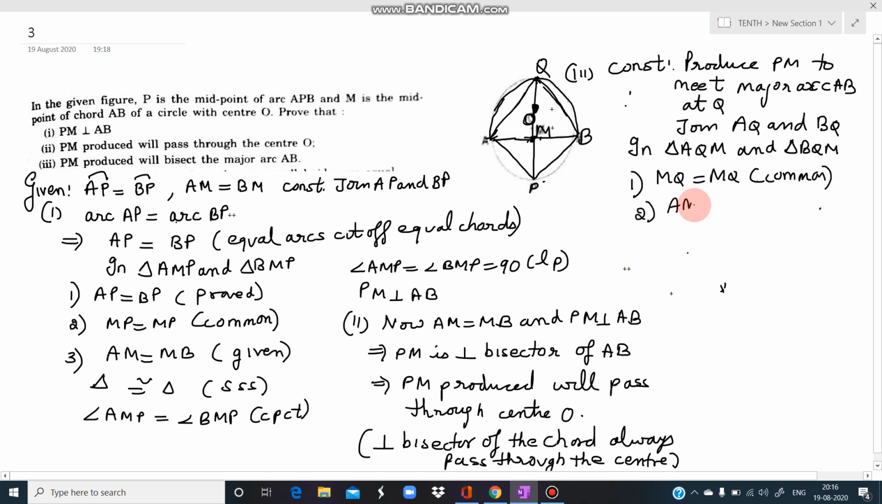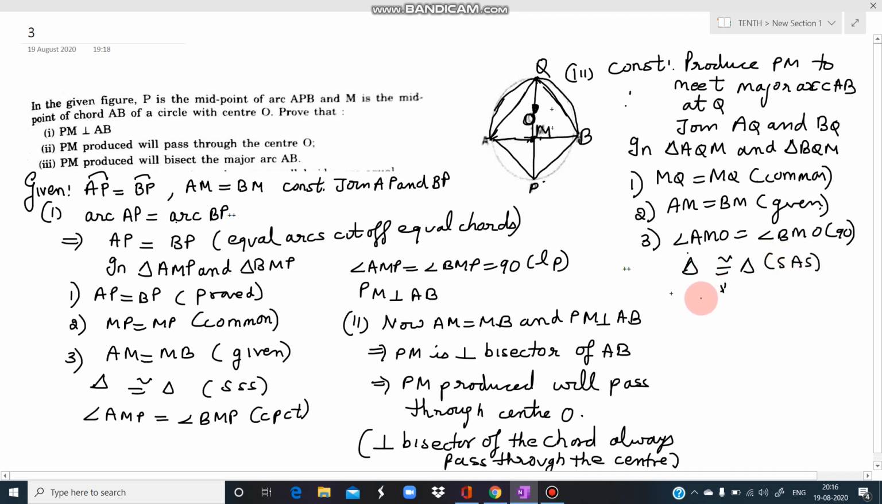Secondly, AM is equal to BM because it is given in the question. M is the midpoint. Third, angle AMO is equal to angle BMO because it is 90 degrees. So this means that these two triangles are congruent by side angle side. Therefore, we can say that chord AQ is equal to chord BQ by CPCT.